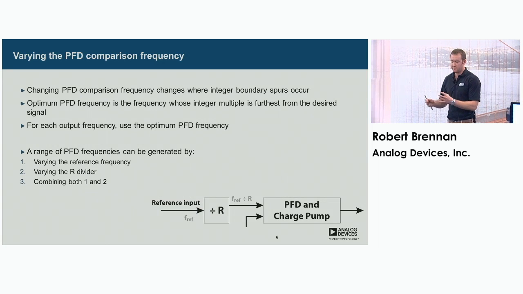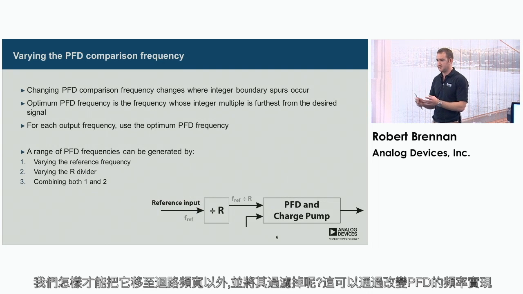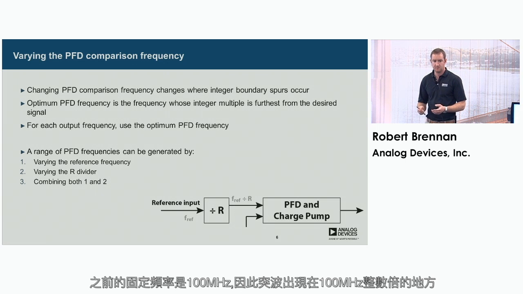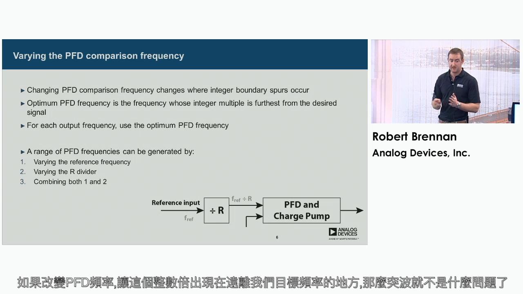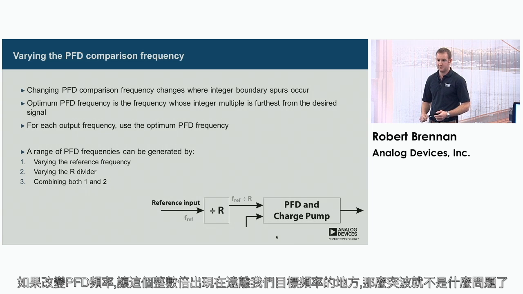So how can we move this spur? How can we get it so that it's far out of the loop bandwidth and it's being filtered? We can do it by changing the PFD frequency. Previously we were fixed at 100 megahertz, so the spurs happened at integer multiples of that. If we change the PFD frequency so that that integer multiple occurs far away from our target frequency, then the spur is no longer an issue.